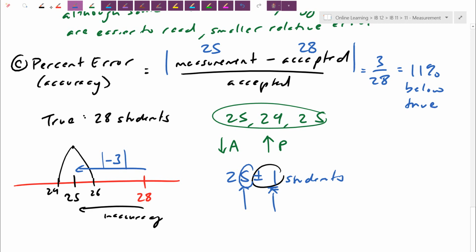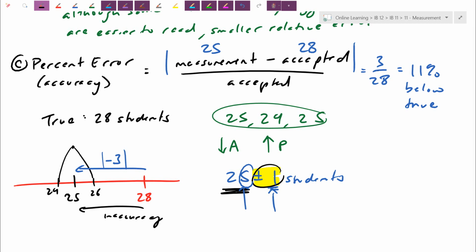And using your judgment here, there's no sense in making this percent error all too precise. So if my calculator had given me 10.714, just round it to something that's reasonable. Okay, 11%. I took the absolute value, so I don't need to worry about positives or negatives. You'll notice I also didn't factor in the plus or minus 1 at all. I just took the 25 directly and said, well, 25 is 3 off the mark. What's 3 out of 28? How bad is that? And that's your accuracy, 11% on the low side.